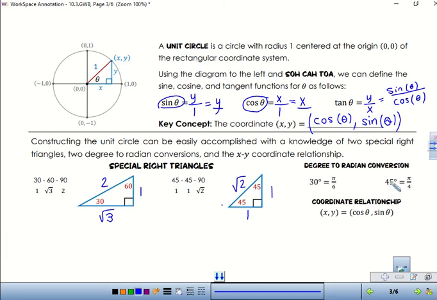So now we'll talk about degree to radian conversion, which was our whole last lesson, right? From degree to radian. These are two standard ones that we deal with a lot. So 30 degrees is equal to the radian pi over 6, and 45 degrees is equal to the radian pi over 4. All right? So those are just some standard ones.